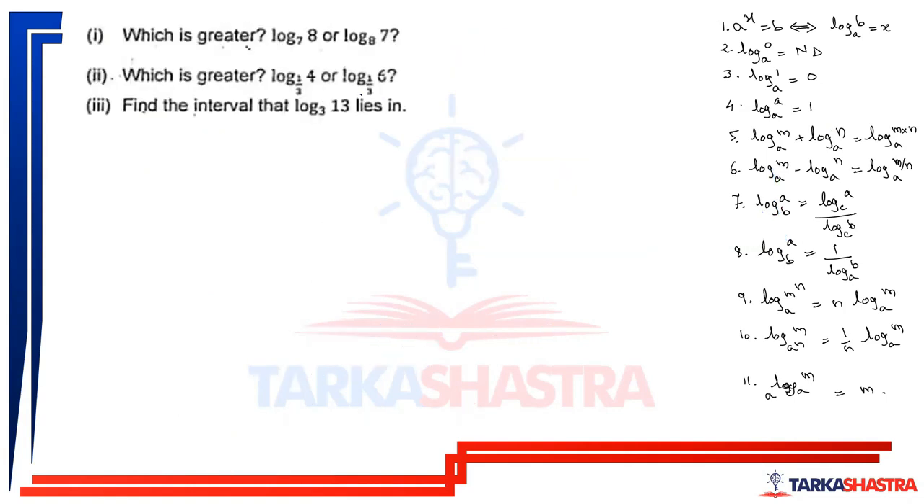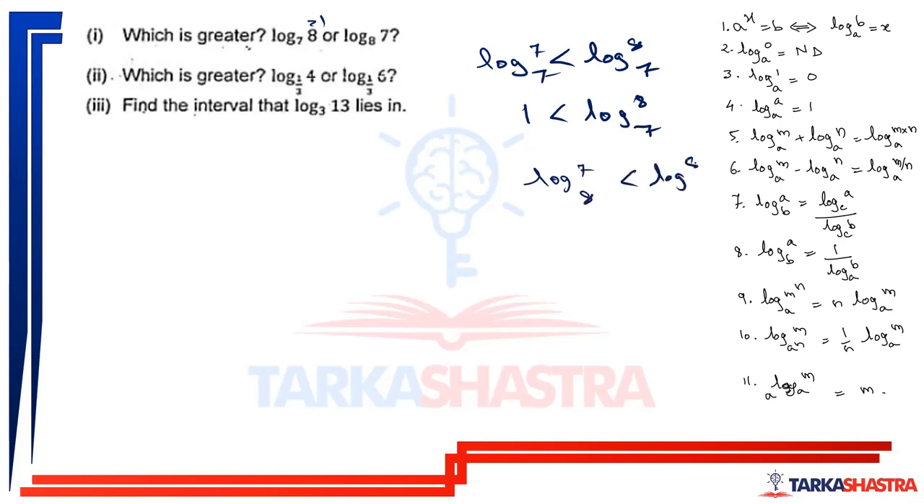Moving forward, which is greater, log 8 to the base 7 or log 7 to the base 8? It is very easy. Compare log 8 to the base 7 with log 7 to the base 7. Which is greater? This is greater. So log 8 to the base 7 is greater than 1. And log 7 to the base 8 will be less than log 8 to the base 8, means log 7 to the base 8 is less than 1. So obviously log 8 to the base 7 is greater.